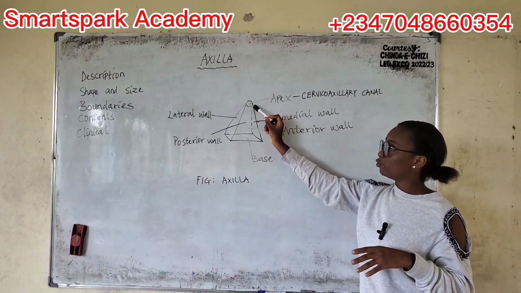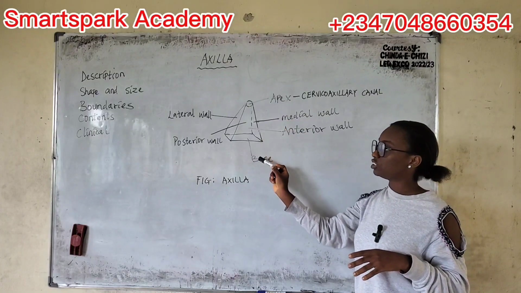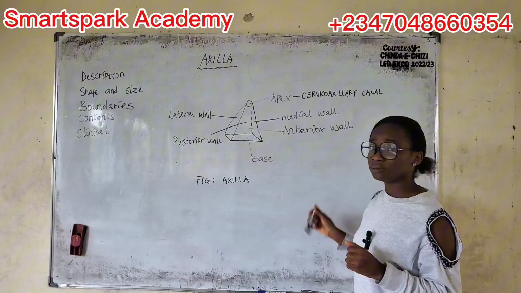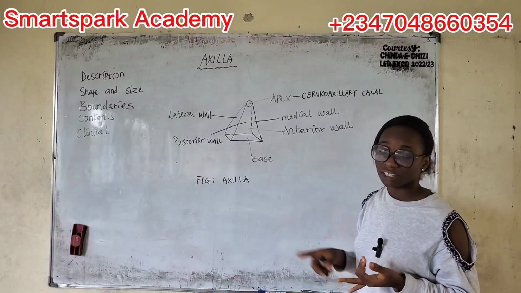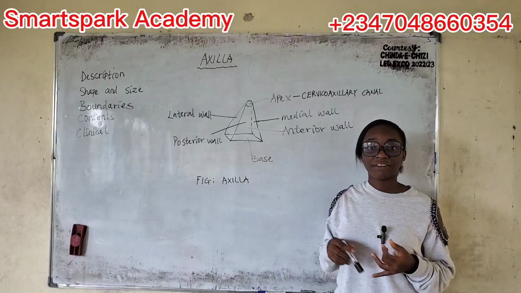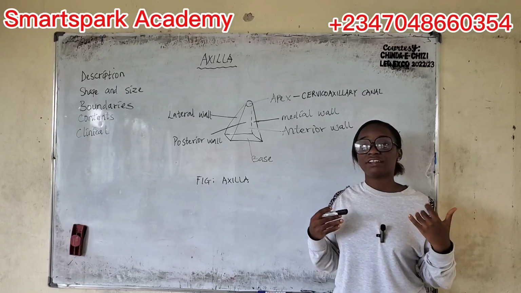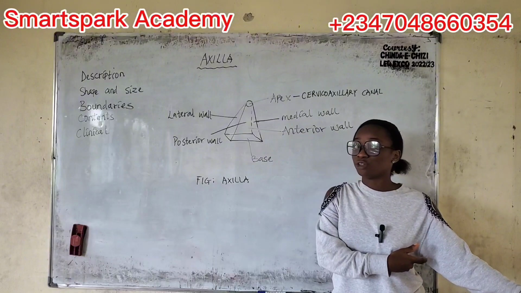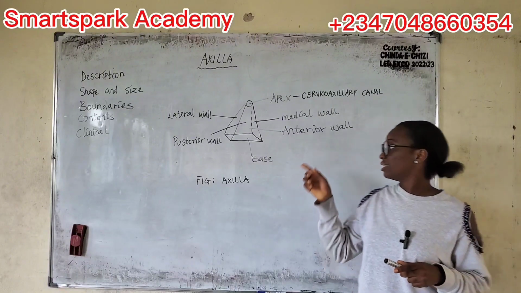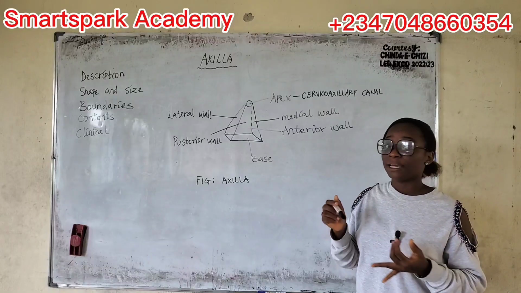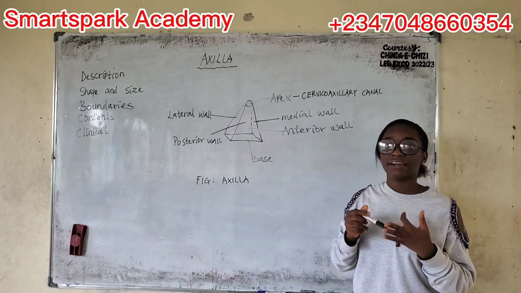Now, we'll look at the base. We've talked about the one above, which is the apex. Let's look at the one below, which is the base. Note that the base is formed by concave skin, subcutaneous tissue, and axillary fascia. This axillary fascia extends from the arm down to the thorax and to the fourth rib. So don't forget, the base is formed by concave skin, by subcutaneous tissue, and by axillary fascia.